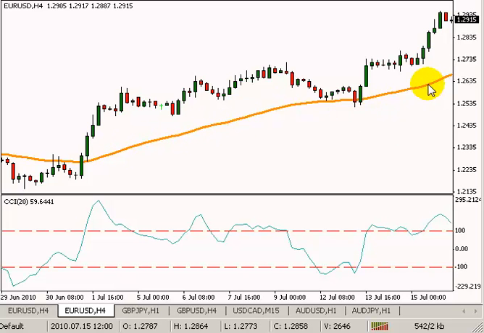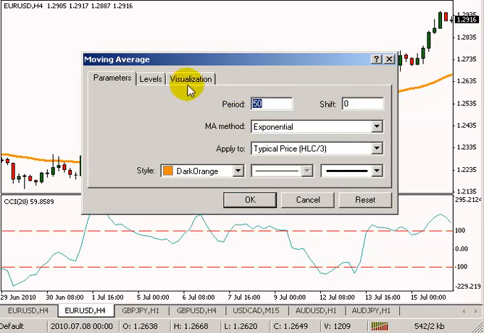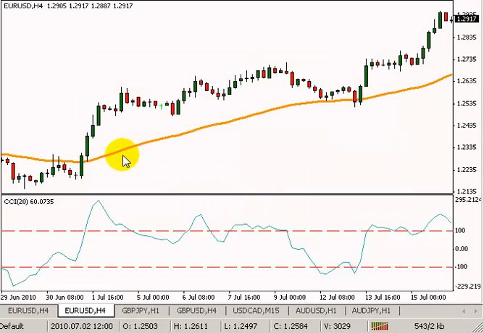couple of indicators. I've got the 50 exponential moving average right here, which is this orange line on the chart. It's a 50 exponential moving average, so we want to keep that, and it's applied to the typical price, the high, low, close divided by 3. I've got a dark orange on my chart, but you can put it whatever color you want. I've got some basic candlesticks on the chart, painted green and red.